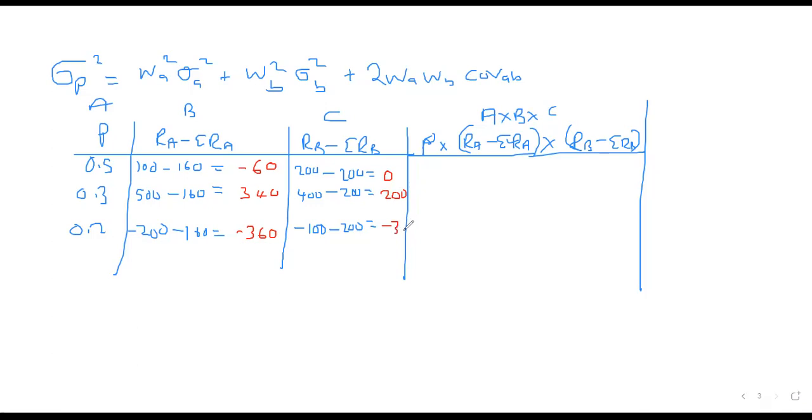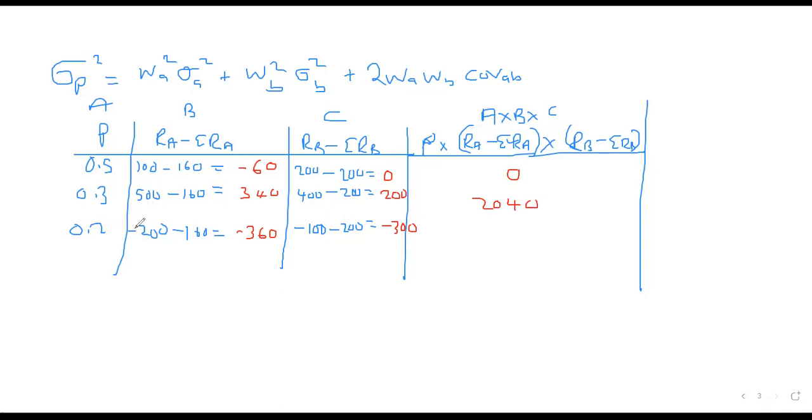Negative 300. Okay. Then you just multiply these 3. 1, 2, 3. 1, 2, 3. We total up. So the first one, 0.5 times negative 60 times 0. We're getting a 0. 0.3, 340, 200. What are we getting? Times 340 times 200. We get 2040.